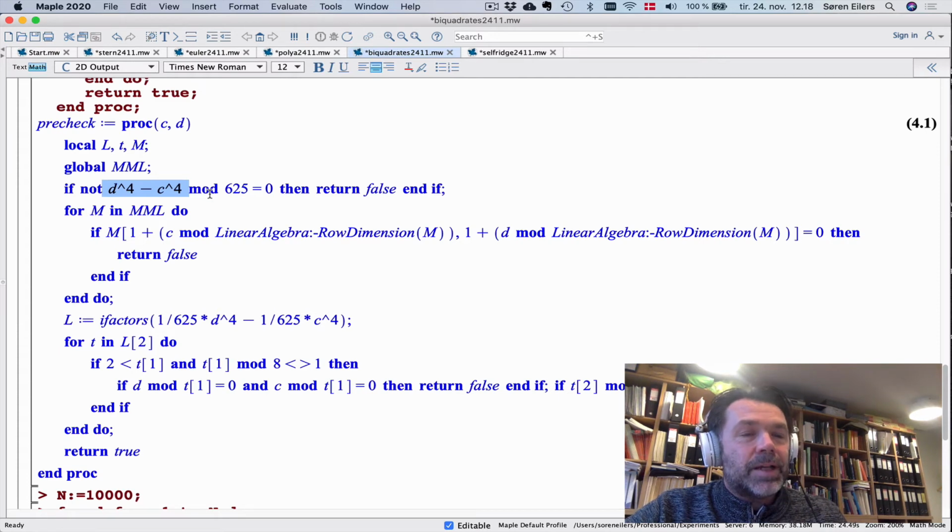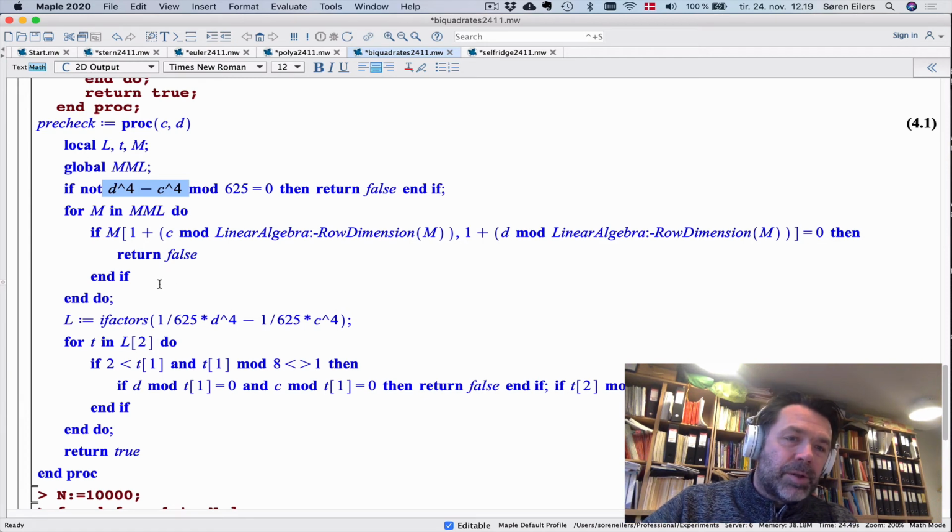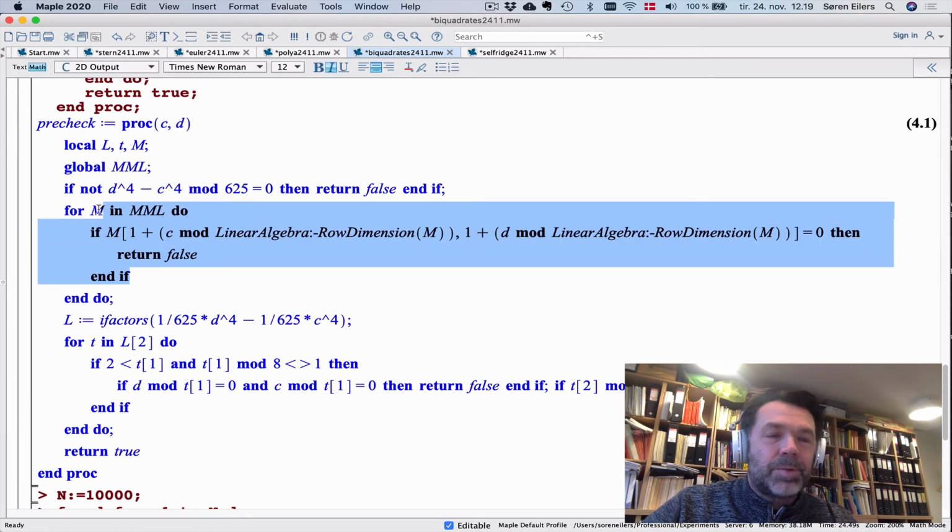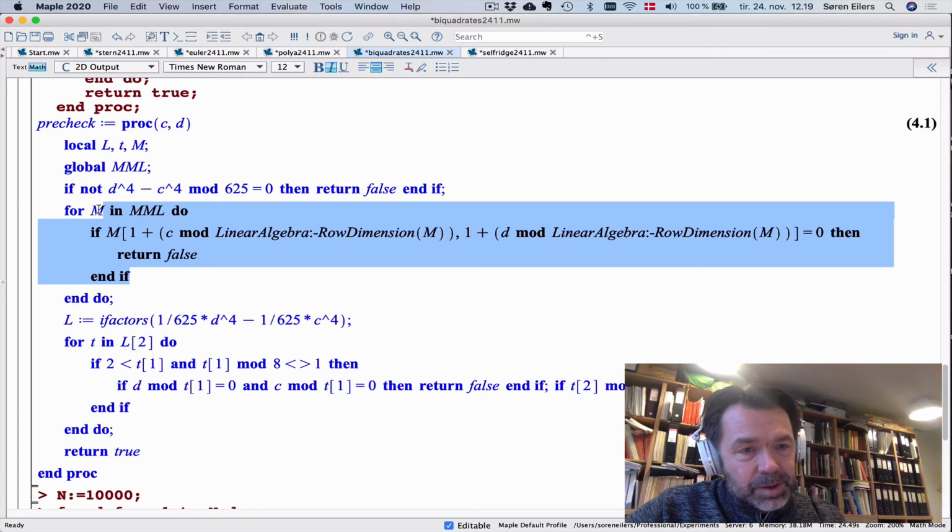So this means that if A and B are divisible by 5, then A to the 4th plus B to the 4th is divisible by 5 to the 4th, which is 625. So if that's not the case, then I'm not going to keep this pair C and D. And then you can go through various primes, 13, 19, and various other cases.